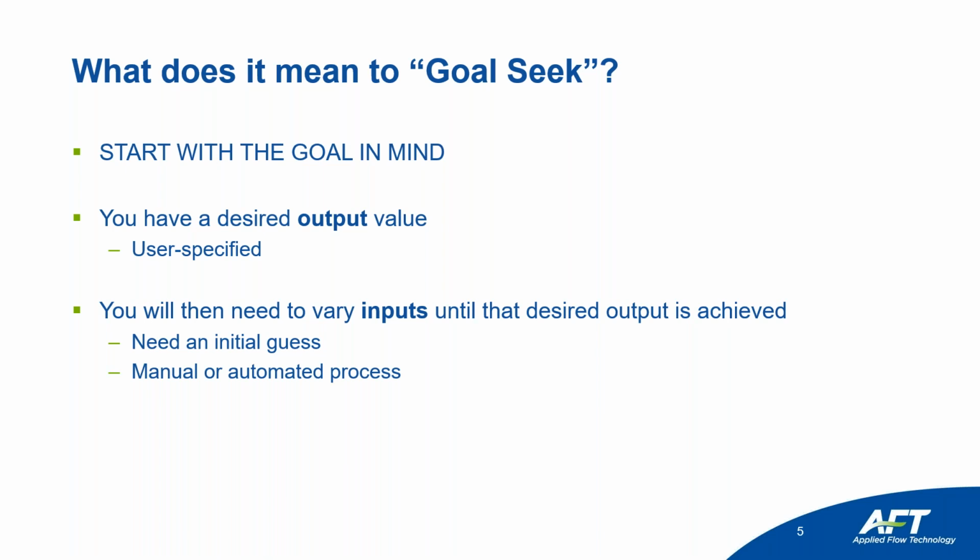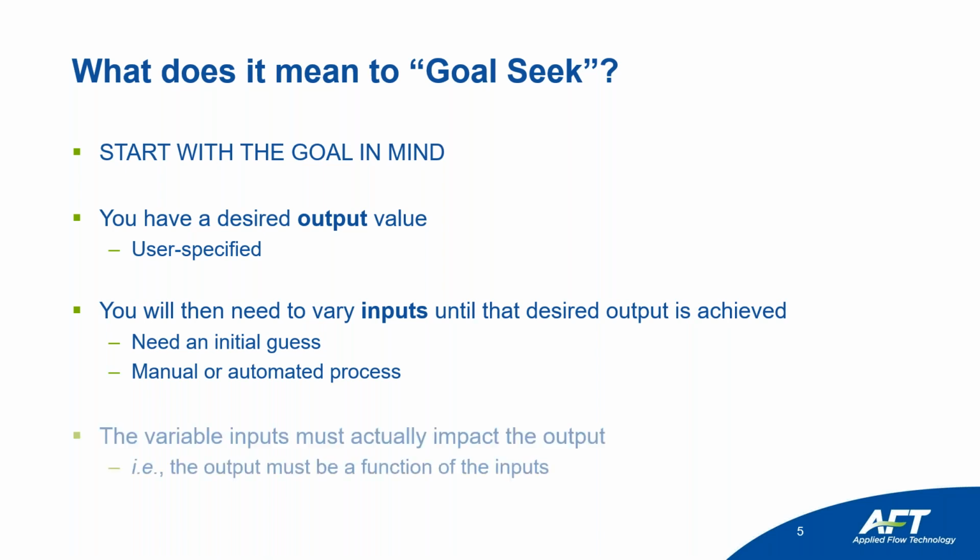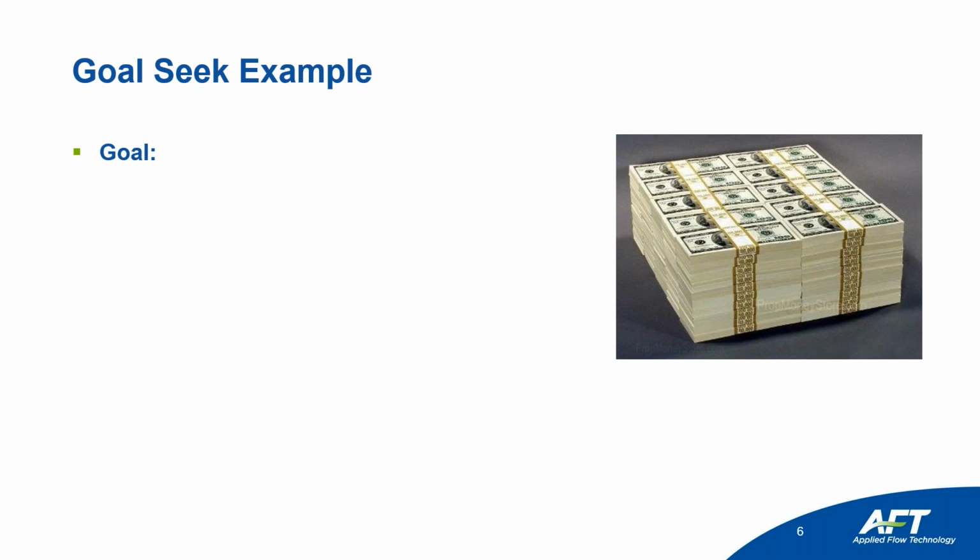Then we need to vary the inputs until that desired output is achieved. That means we need an initial guess, and this can be a manual or automated process. So again, changing inputs to get a desired output. And the variable inputs must actually impact the output, and that means, in other terms, the output must be a function of the inputs, because if we're changing inputs that have no effect on the output, we're not going to get anywhere. So that's just an overall view of what it means to goal seek, and this theory, not just applying to AFT software, but in any space, any software or life space, goal seeking follows this process. So let's go through an example not related to hydraulics or fluids, just so we can warm up into this and get a better idea of what it's like in a real world example.